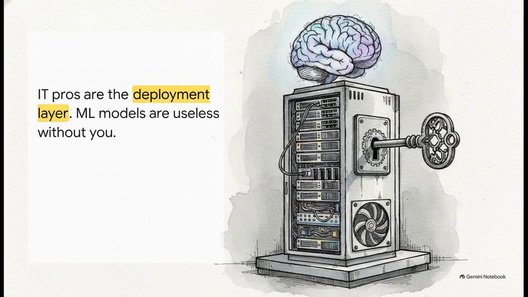And here is the crucial point. Your new role as an IT professional is acting as the deployment, infrastructure, and reliability layer. That is what actually makes operational ML possible. Sure, the models might hold the intelligence, but you hold the keys to the infrastructure, the compute, the networking, the storage, and the data pipelines that keep these models breathing, scaling, and functioning in the real world. Without IT professionals architecting that environment, those algorithms literally cannot survive in production.